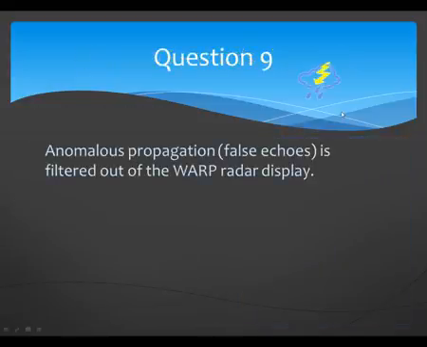Question 9. Anomalous propagation or false echoes is filtered out of the WARP radar display. Is that true or false?